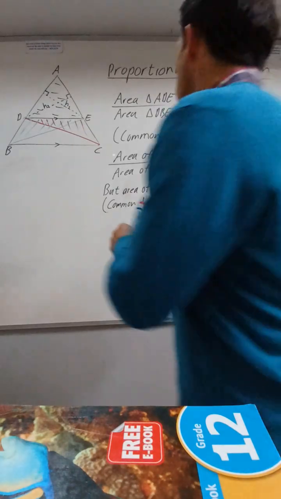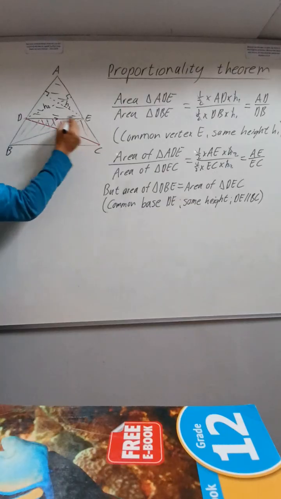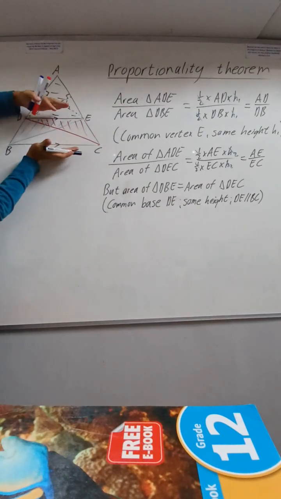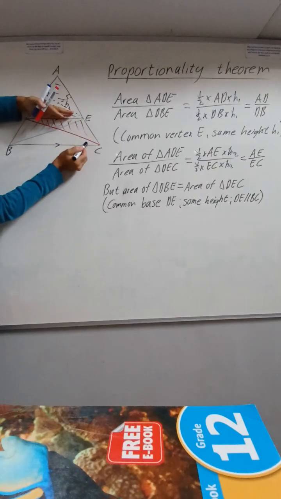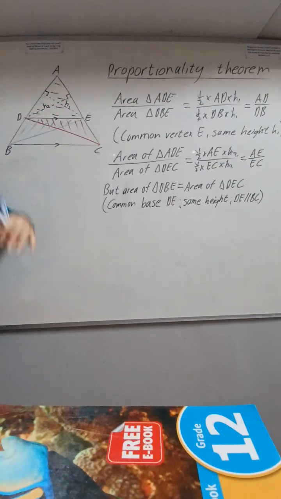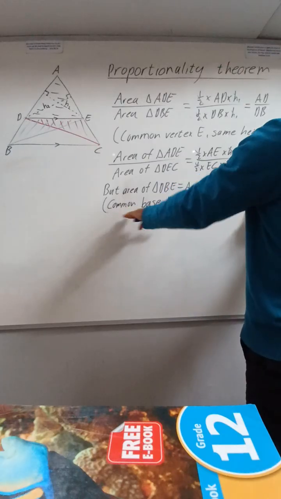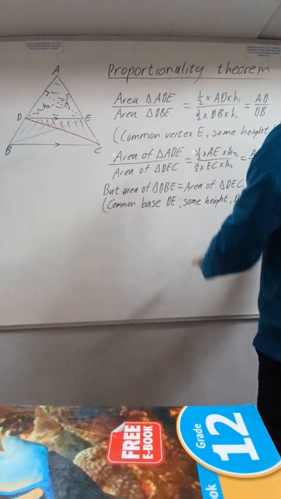Okay, so think about it. If two triangles, like this one, the blue one and the red one, are between the same parallel lines, then the height for both of them must be the same. Okay, so that's important to put in there. Common base, DE, same height, DE is parallel to BC.